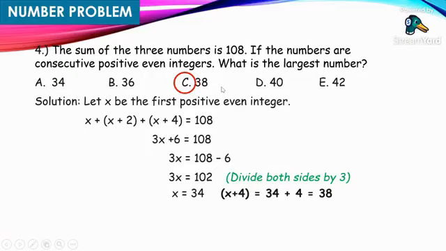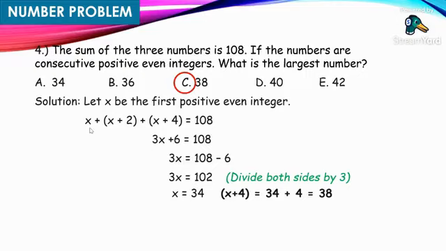So, pwede pong ganon. Yung 108, divide mo lang by 3. The answer is the mean or the average. Siya po yung kalagitnaan or the second number natin. So, the third number would be plus 2. The first number would be minus 2. Okay, thank you so much, Ma'am Diana.